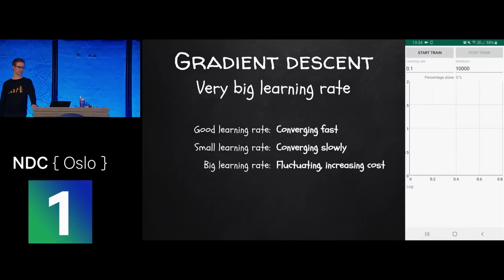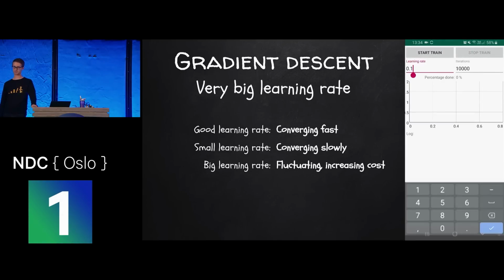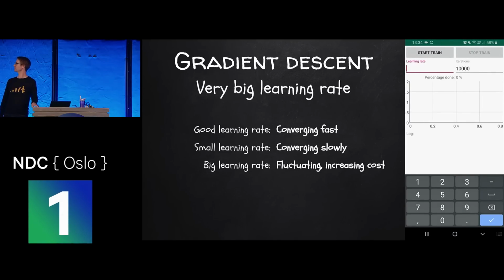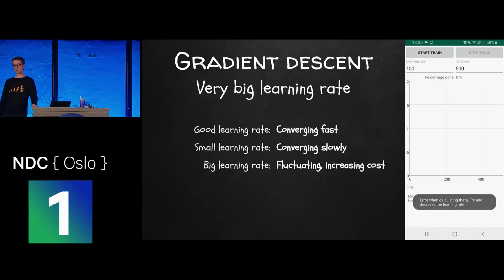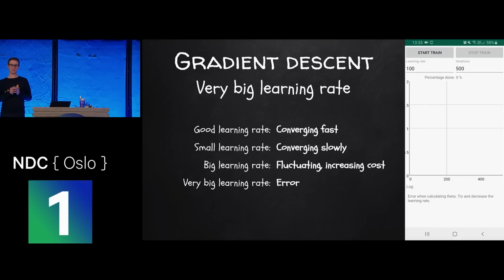And just for the fun of it, let's try a very big learning rate. Let's use a learning rate of 100 and again 500 iterations. Now we get an error. And we get an error because in the first iteration, the cost gets so big that it cannot be contained in a 32-bit float. And yeah, the app simply generates an error.